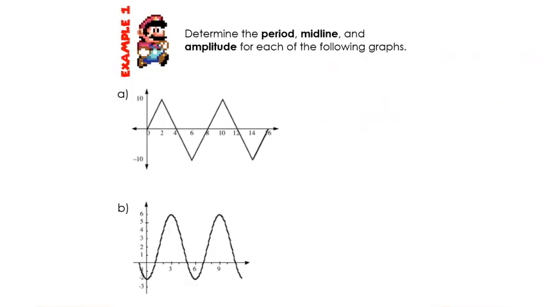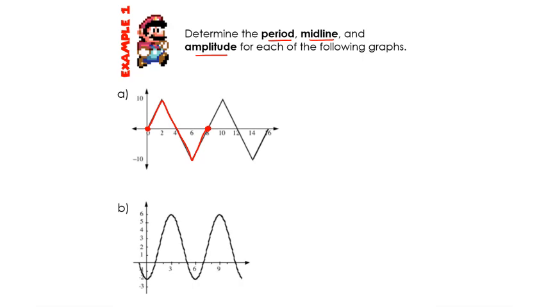Example 1. Determine the period, midline, and amplitude for each of the following graphs. For A, to find my period, I'm going to pick a starting point. I like to start on the y-axis, so I'm going to pick that point there. And when I trace my graph, I want to make sure that I end that cycle at the exact same height as where I started. So I'm going to stop here.